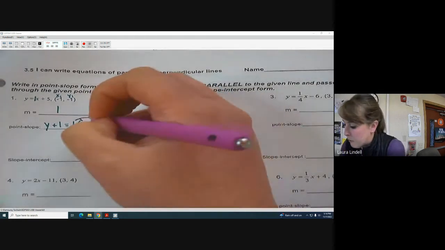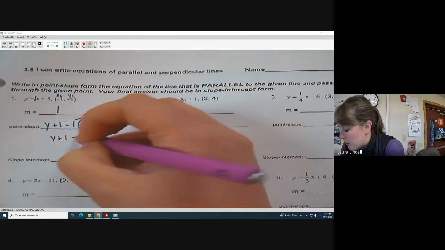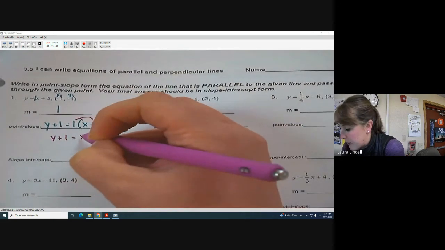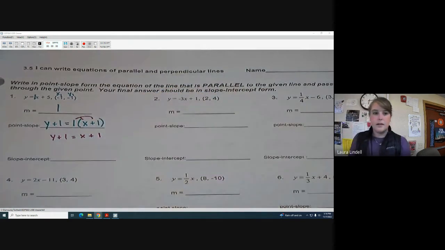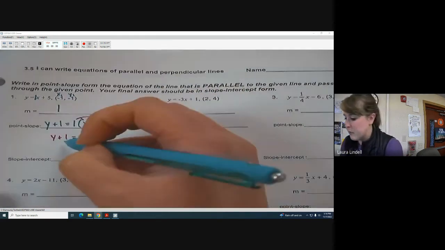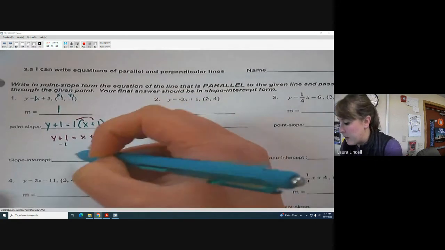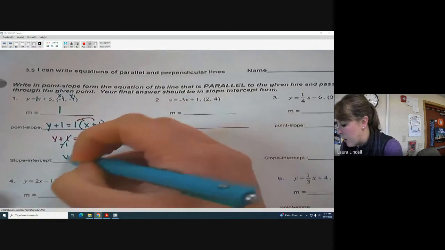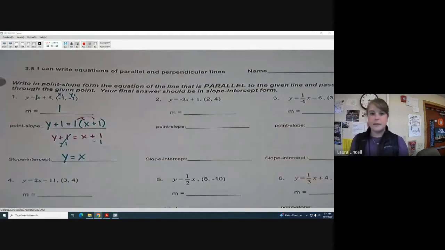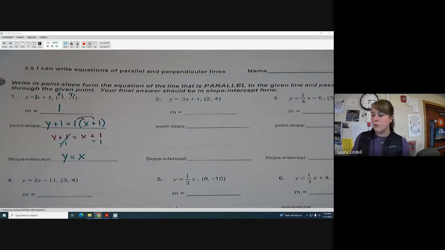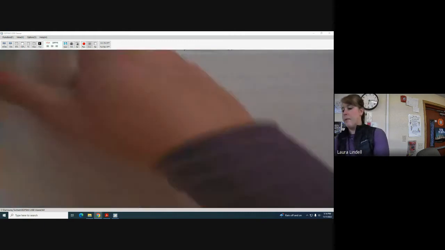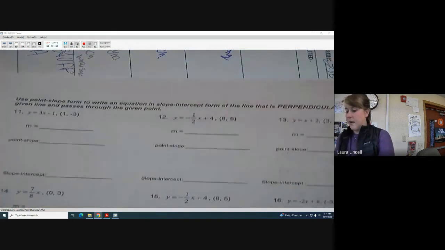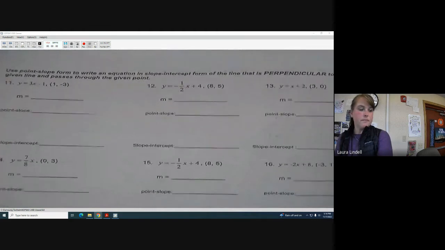Then distributing, we get y plus 1 equals 1x. So you can just write x plus 1 times 1 is 1. Lastly, we have to subtract 1 on both sides to solve for y. So on this one, we actually just get y equals x for our slope-intercept form. Okay, so part of your homework is to finish the rest of this page on the front. Then, on the back of that, this page, we're doing perpendicular slopes.